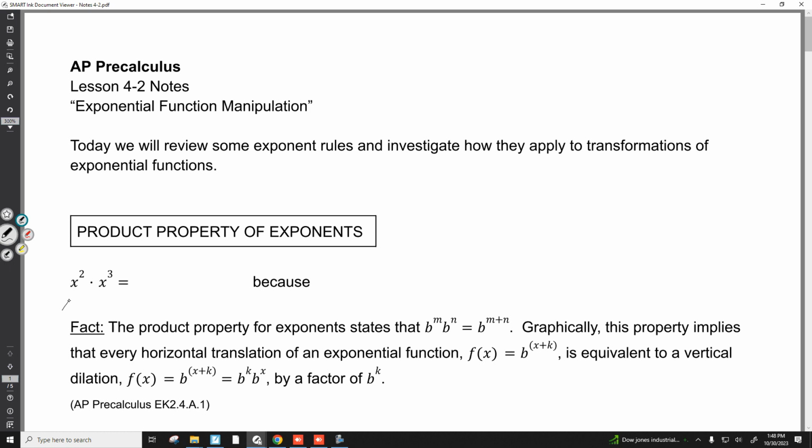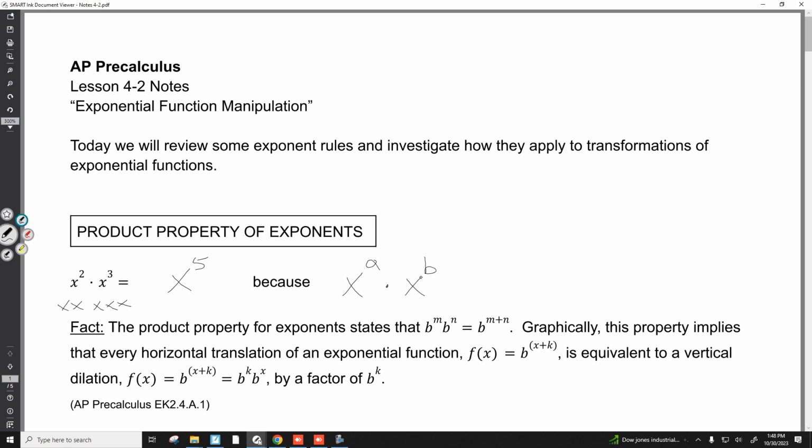So it's x times x times x times x times x. It's easy to see that I'm multiplying x by itself 5 times. You get x to the fifth. However, what we are going to find is that it's not always just as easy as adding 2 plus 3 and you get 5. What if I had a and b?